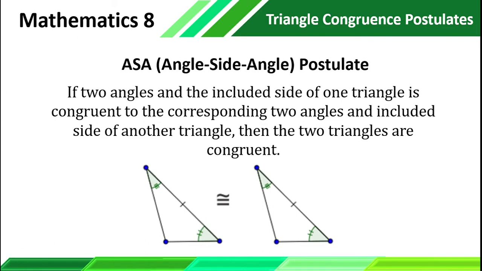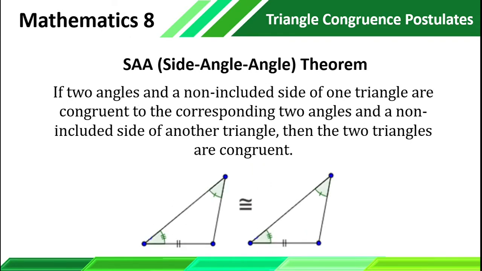Let's have the ASA postulate, or the angle-side-angle postulate. If two angles and the included side of one triangle are congruent to the corresponding two angles and included side of another triangle, then the two triangles are congruent. As you can see in our figure, there are two corresponding angles and the included side should be in between those two angles. We can say that these two triangles are congruent because of the ASA postulate.